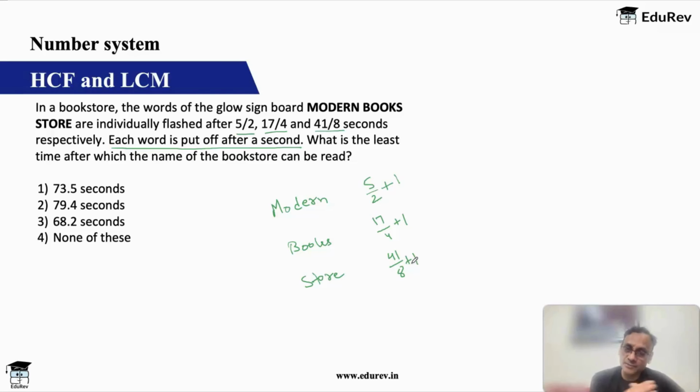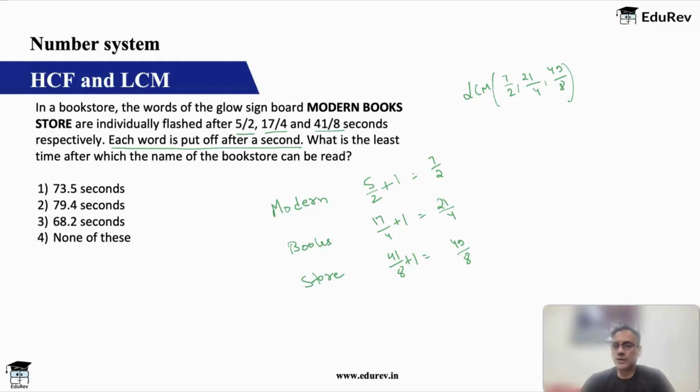5 by 2 from the start I am counting, so 5 by 2 plus 1 because 1 second they remained on also. So basically this is 7 by 2, this is 21 by 4 and this is 49 by 8. So basically they flash after every 7 by 2 seconds, 21 by 4 seconds and 49 by 8 seconds. And I want them to flash together, so the value has to be the LCM of these three values: 7 by 2, 21 by 4 and 49 by 8.